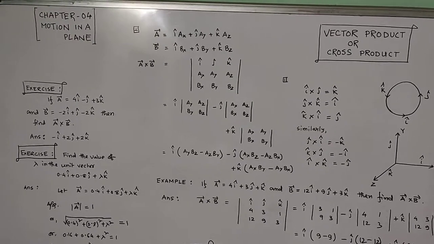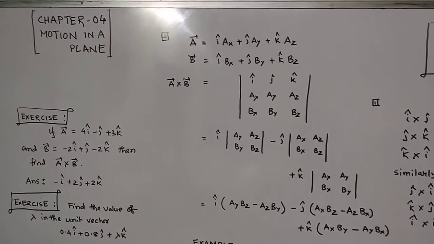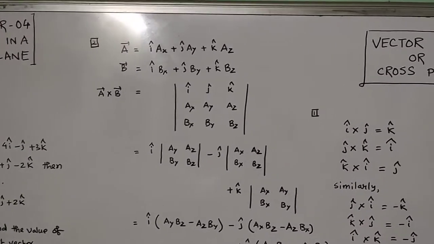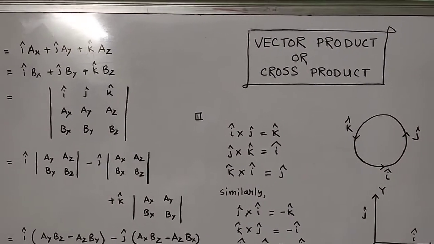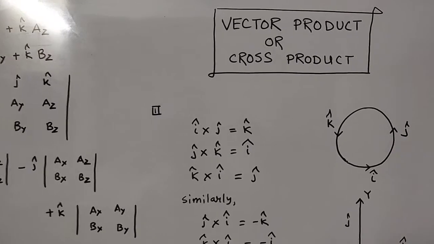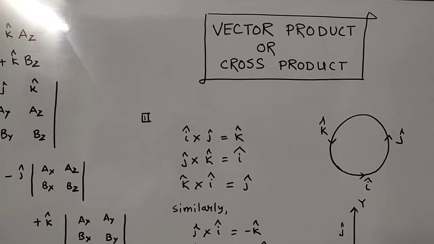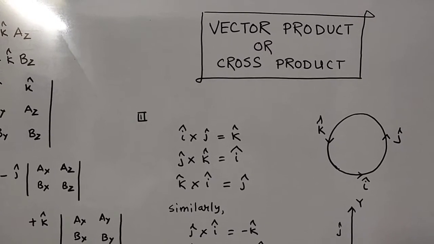Good morning, students. Let us discuss a few topics from chapter 4, that is motion in a plane. Now, we have already discussed a little bit about dot product and cross product. Let me continue our discussion. In the last class we showed that i cap cross j cap equals k cap. The proof we have discussed.